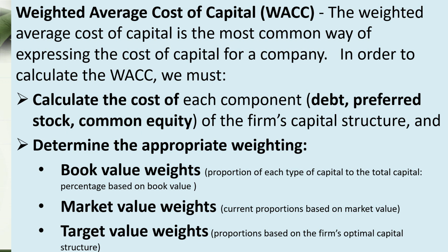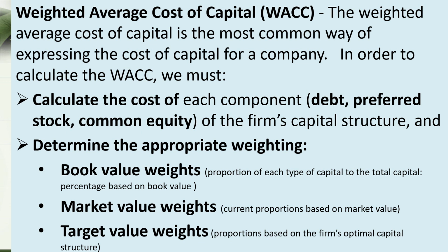Another option is market value weightage. Instead of book value, we take the current proportion based on the market value, and we take that also as a percentage of the total capital value. If it is 100, how much is each segment?